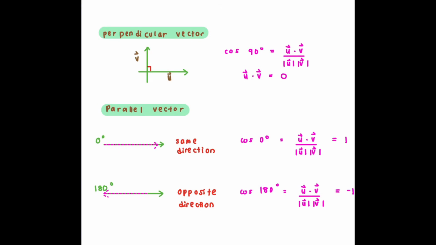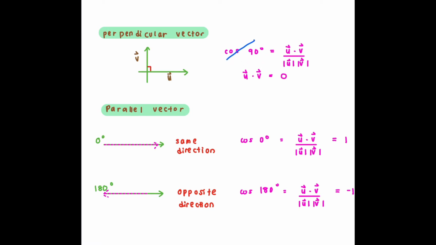To find the angle between two vectors, you are able to know whether the two vectors are perpendicular or parallel. So how do we find out whether the angle is 90 degrees, which means they are perpendicular to each other? If it is 90 degrees, the formula will be cos 90 degrees equals u dot v over magnitude u magnitude v. We can find that cos 90 degrees is just 0.